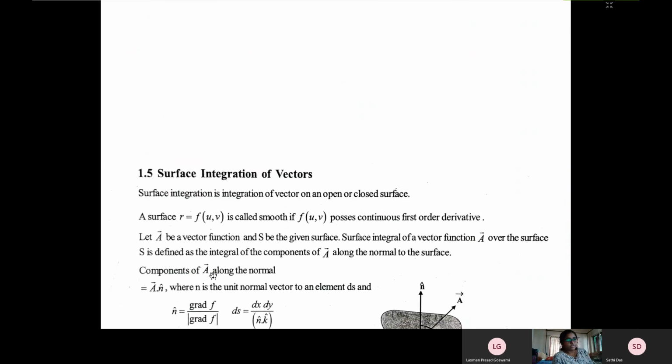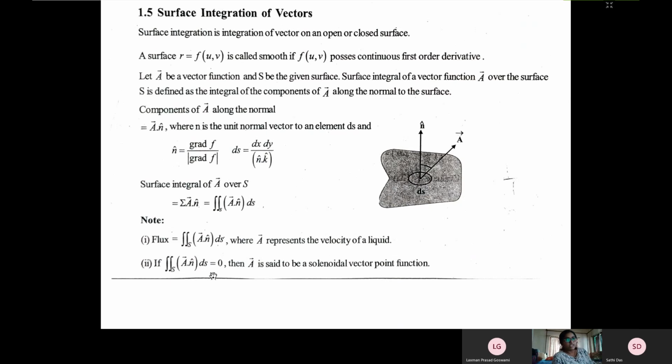So next we will discuss surface integration. Just like the line integral, the surface integral is similar. Earlier we did it with the integral over the line. Here we will do integration over the surface.